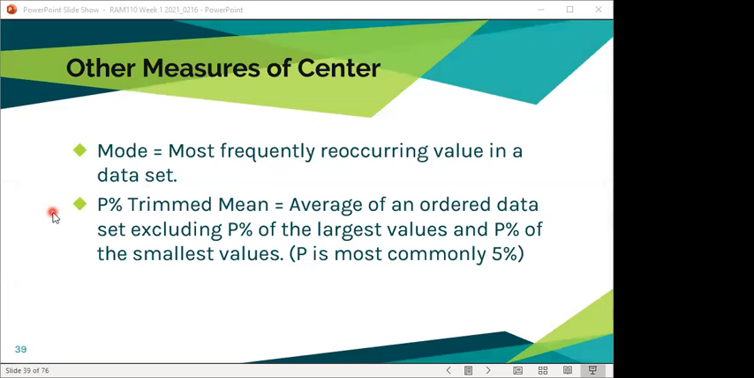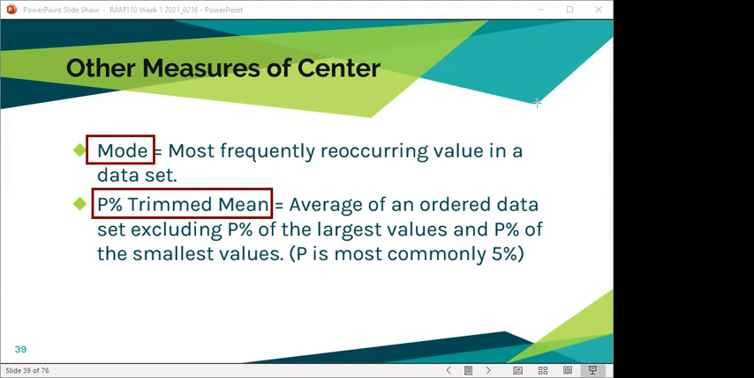Other measures of center: the mode, the most frequently reoccurring value in a data set, which is used in this week's assignment. This is the number that occurs most frequently. And then something that's not as common is a p% trimmed mean, a trimmed mean. What it does is trim off some of the highest values and some of the lowest values. They all get trimmed by some percent, and then the remaining values are averaged.